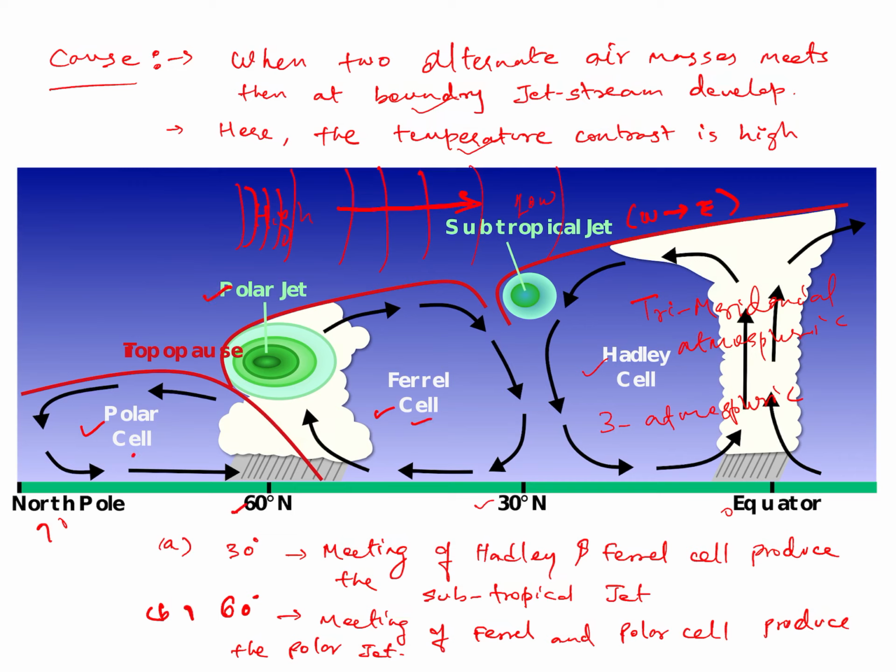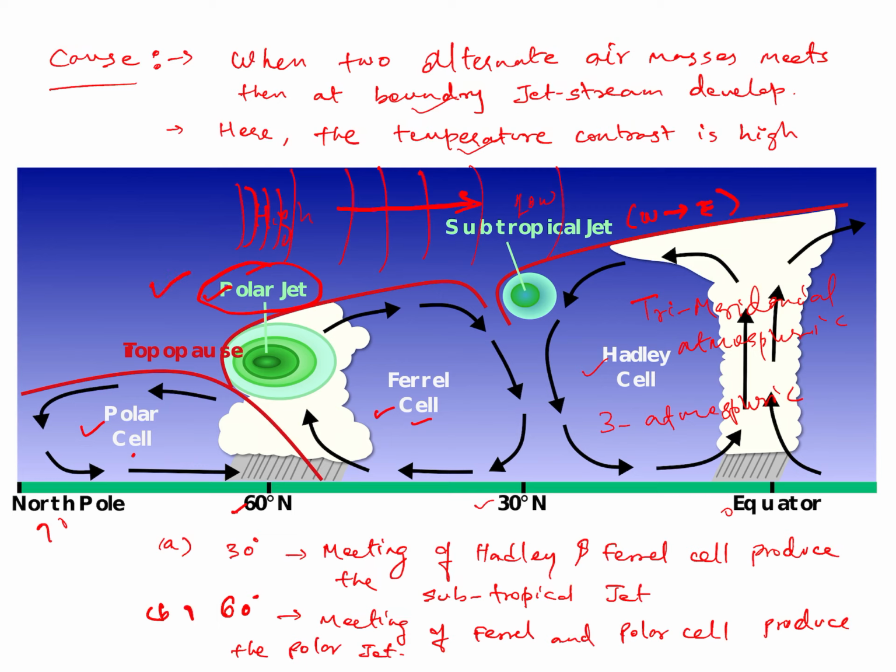Now, wherever the contrast of temperature or pressure between the alternate air cycles is high, the speed of the jet stream will be stronger. So, a question arises, guys: where will the jet stream be stronger, in the polar jet or in the subtropical jet?